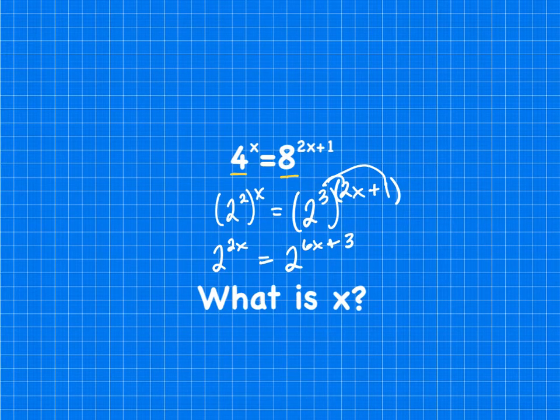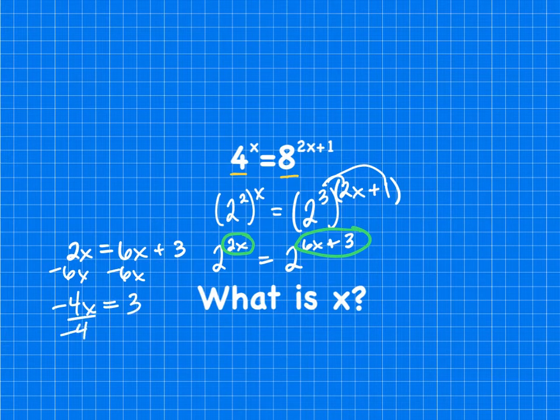So then, now that my base is the same, I can take my exponents and set them equal to each other. So 2x equals 6x plus 3. Subtract 6x, so negative 4x equals 3, divided by negative 4. And I've got x equals negative 3/4, or as some prefer it, negative 0.75. All right, so that is it. That's rebasing in a nutshell.